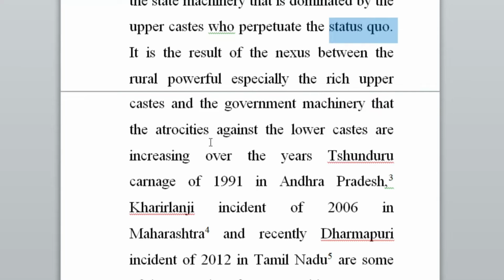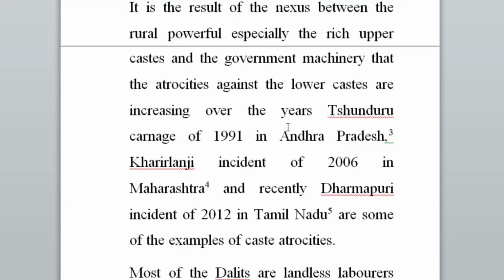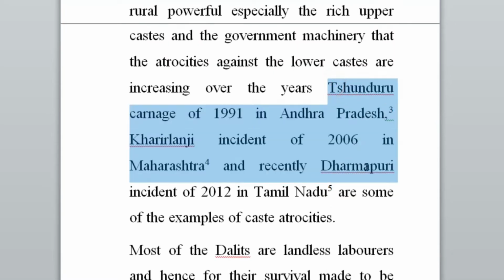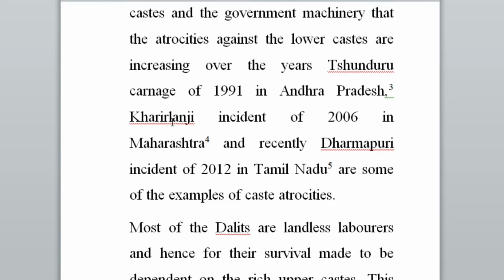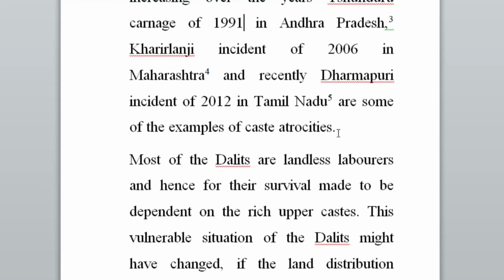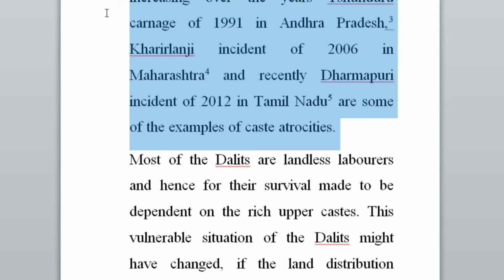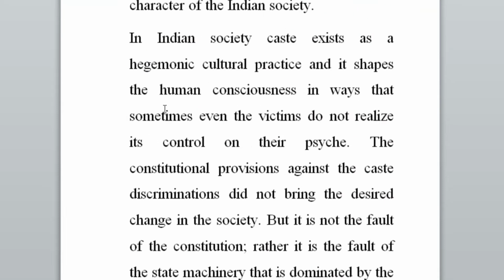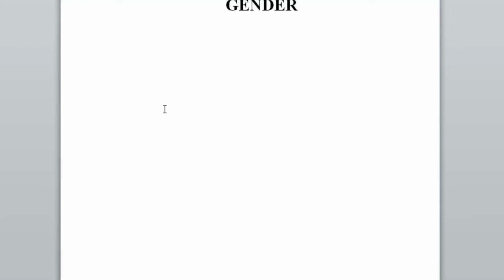Now then, the Sunduru carnage of 1991 in Andhra Pradesh, the Khairlanji incident of 2006 in Maharashtra, and recently the Dharmapuri incident in 2012 in Tamil Nadu are some of the examples of caste atrocities. Then in the present context, how this caste system is continuing is being given here. So you will find the reference of 1991, 2006 and 2012. So how the writer has actually done it in a very wonderful way. First you try to understand, read the title, Dalit and the New Media, Rewriting Caste and Gender.